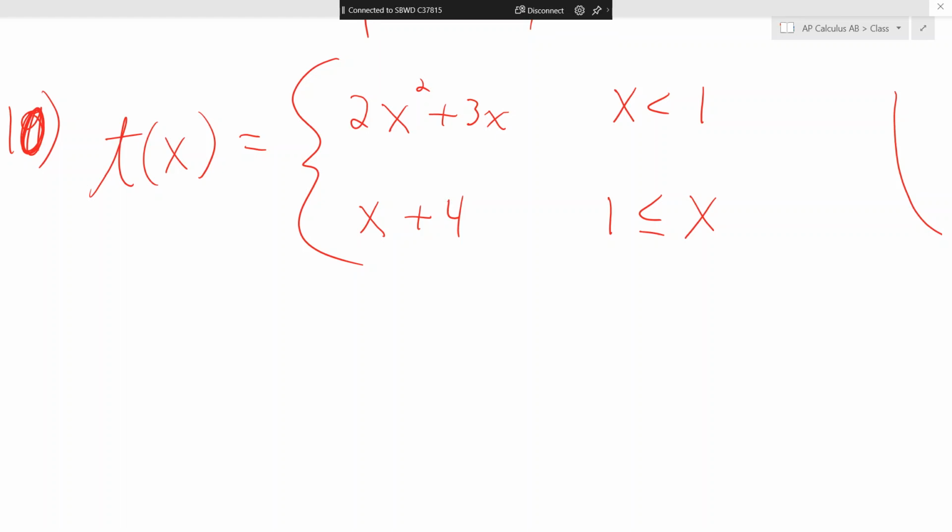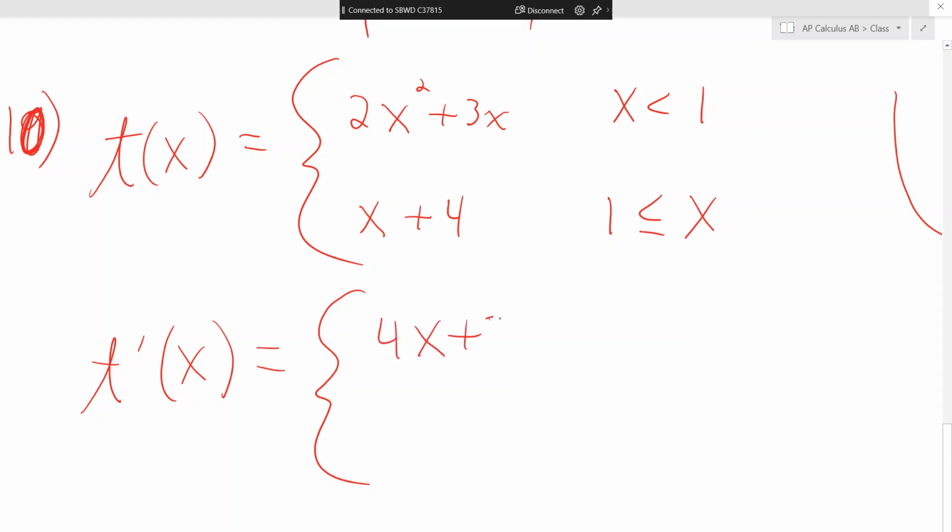Now we need to check the derivatives and see if they meet. Because if they're not the same at 1, then we're going to have a corner. So we check t prime. I know a lot of times kids see piecewise functions and they're like, oh, God, piecewise functions. But the functions inside of there will always be pretty simple. The same thing with absolute value. If you see those things, they're going to be easy functions to work with. So the derivative of this is 4x plus 3, and the derivative of that is 1.